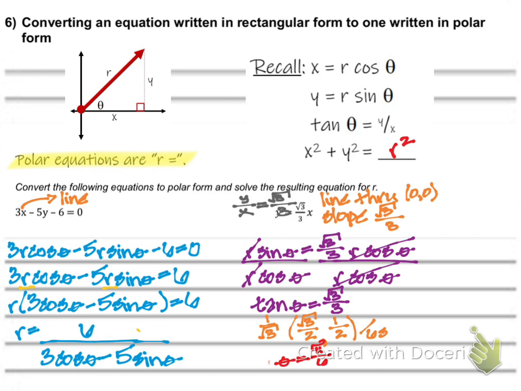So we said at the beginning that this was a line through 0, 0 with a slope of root 3 over 3. Think about that polar graph. Pi over 6 would be in the first quadrant, and I would take that line all the way down into the third quadrant, where it would be at 7 pi over 6.